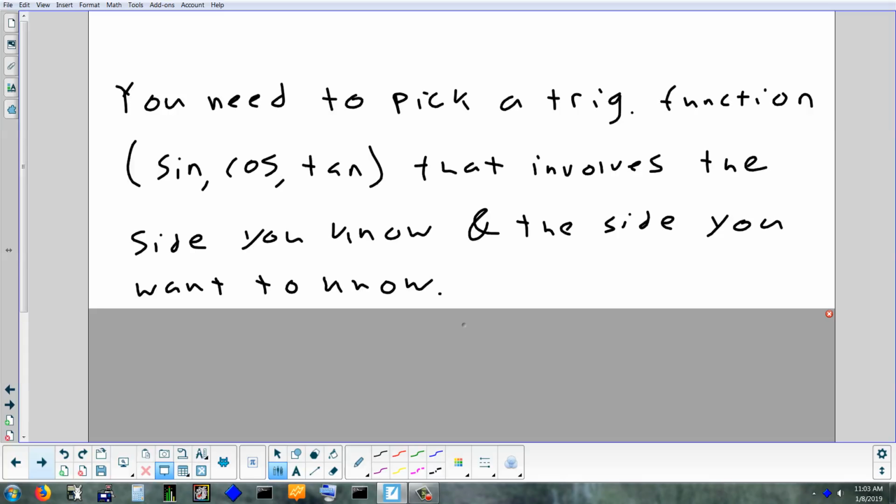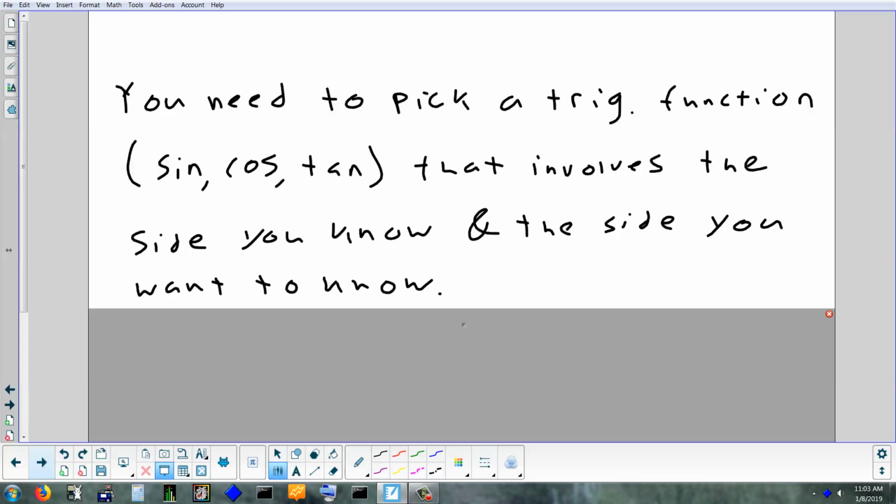Which one depends on what you're given. Let's say you know the opposite and you want the hypotenuse. Well, if the two sides you're working with are opposite and hypotenuse, then you're going to go with sine. Let's say they give you the adjacent, and you want to know the opposite. So opposite and adjacent, you're going to go with tangent.